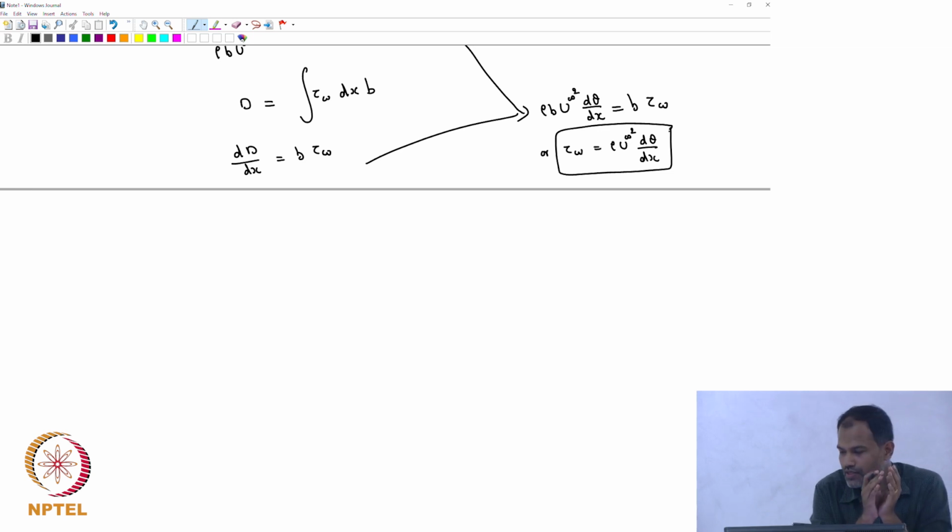Now, so far we have not assumed anything about the flow profile inside the boundary layer. So, we have done an integral estimate. This should be true whether the flow is laminar or turbulent.